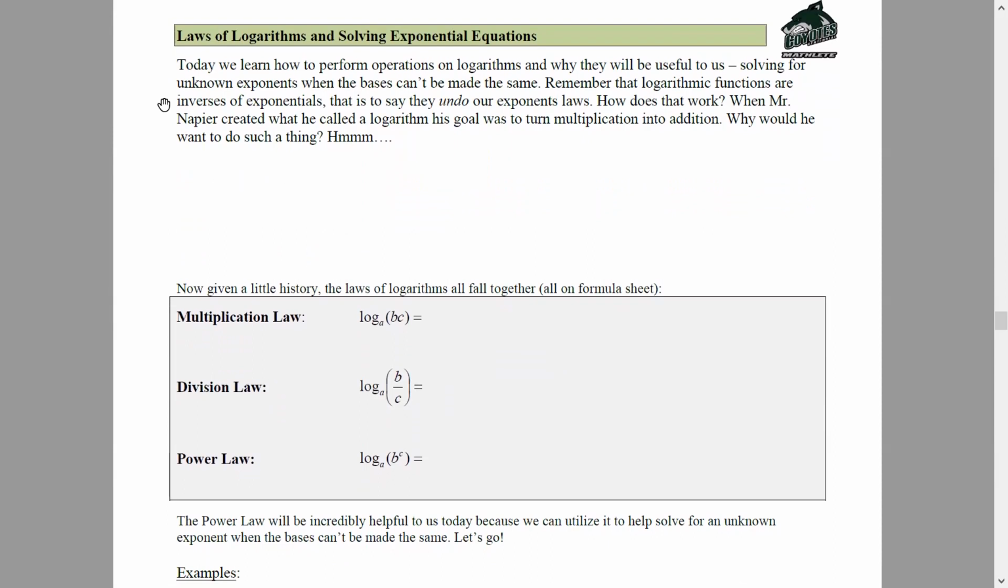So I have another video all about this, but I'm going to give you a brief summary of it here. What I need you to remember is that logarithms are inverses of exponentials, meaning they undo our exponent laws. Okay, how does this work?